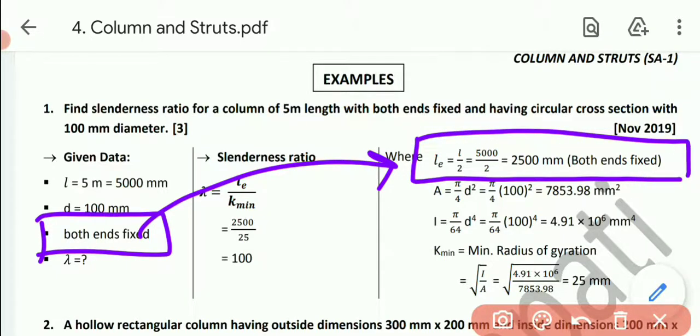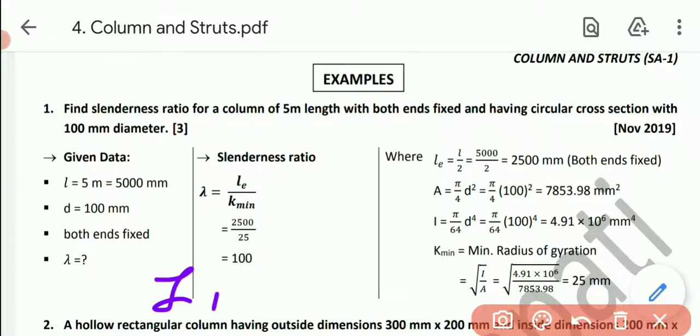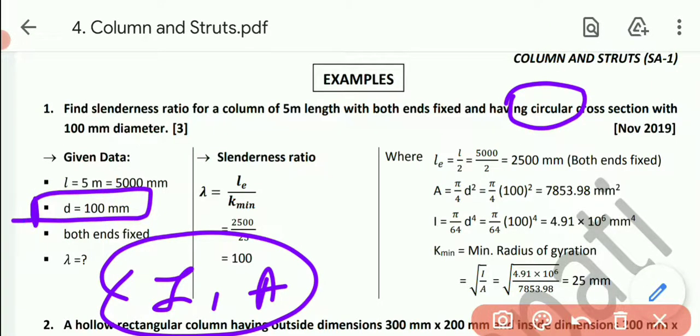Say as both ends are fixed, we have seen in the theory that LE equals L by 2. Now L is 5 meter, we can say 5000, so 5000 divided by 2, so ultimately I will get 2500 mm. That's LE. So first problem is solved. Now I need two values, moment of inertia and area. As a circular section is there and diameter is given to us, I can easily calculate area as well as moment of inertia. Let's calculate area first of all.